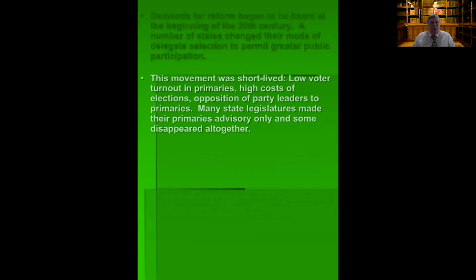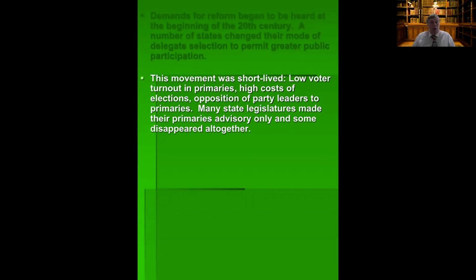Demands for reform began in the Progressive Era at the start of the 20th century. A number of states changed their mode of delegate selection to allow greater public participation. So there's a thrust at the start of the 20th century to move away from the party boss system into a system where the public had a greater input as to who would be selected as the candidates for the political parties. This movement was short-lived.